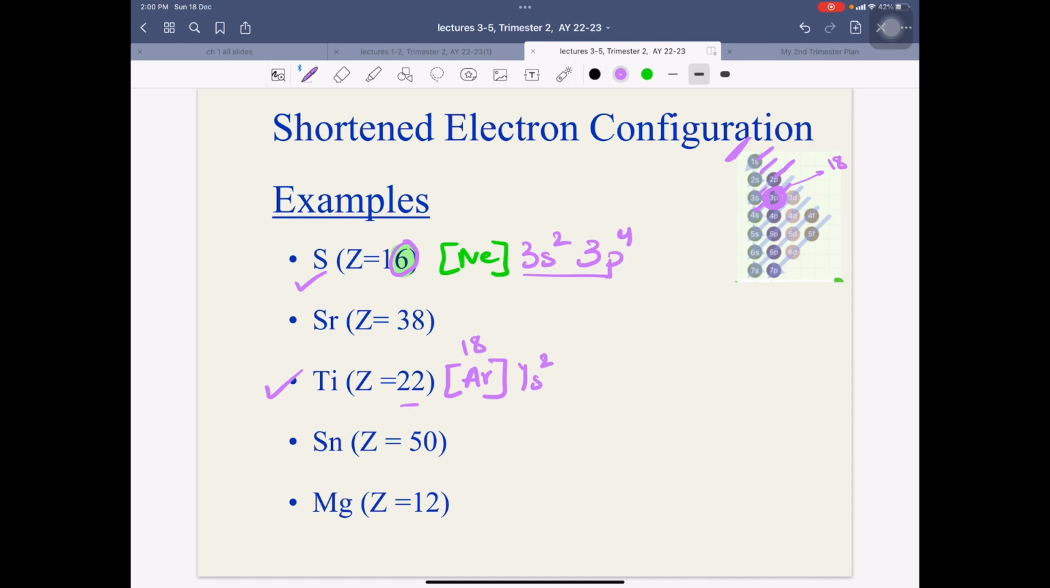18, 19, 20. Here 2. I still need 2 extra more, so we go to 3d. Same rule. We add 2 extra. Right or not right? Right. So this will be the rule: 4s fills before 3d, and this is the complete electron configuration for titanium. And we're gonna move on and so forth in this way.